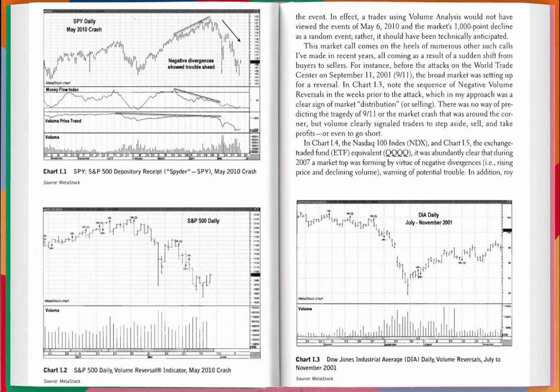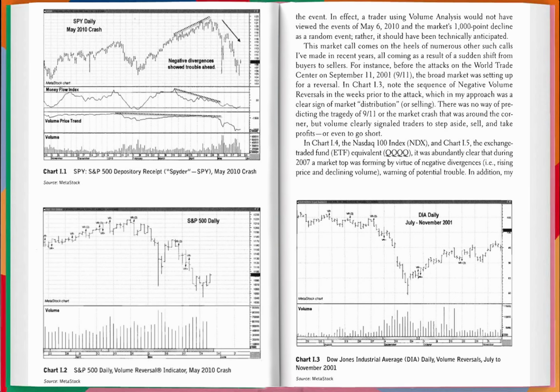This market call comes on the heels of numerous other such calls I've made in recent years, all coming as a result of a sudden shift from buyers to sellers. For instance, before the attacks on the World Trade Center on September 11, 2001, 9/11, the broad market was setting up for a reversal. In Chart 1.3, note the sequence of negative volume reversals in the weeks prior to the attack, which in my approach was a clear sign of market distribution, or selling.